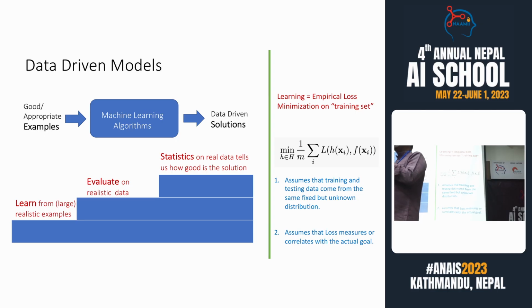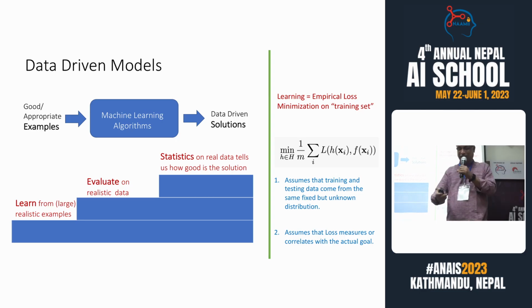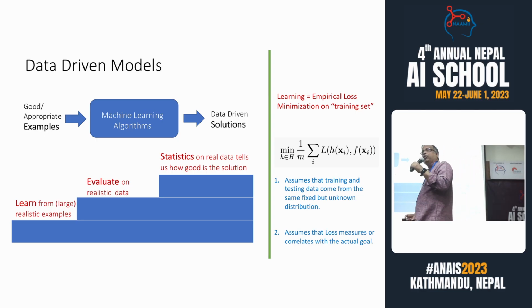Then some of the deep learning algorithms started to think that all human beings wear a lot of makeup. So this is the type of bias that we'll talk about as we move forward. So this is the problem. Statistics on the real data tells how good or how bad the solution is. If your training data is bad, your solution is bad. It is not going to generalize.